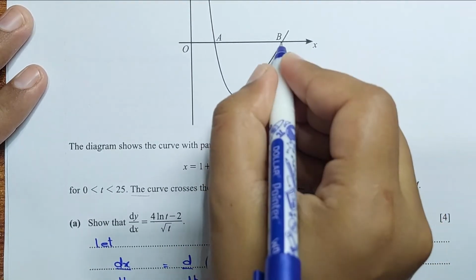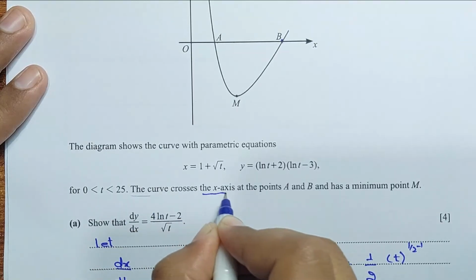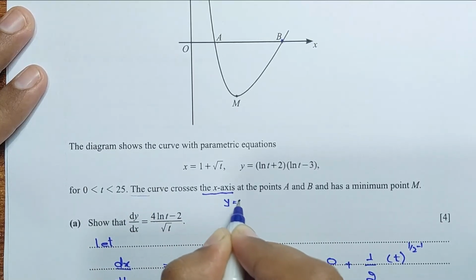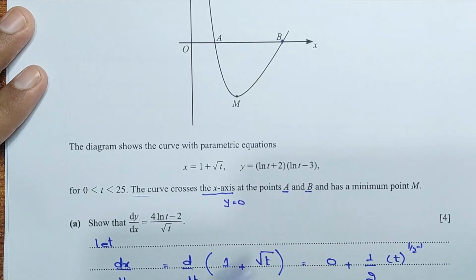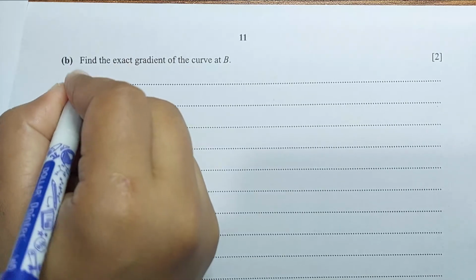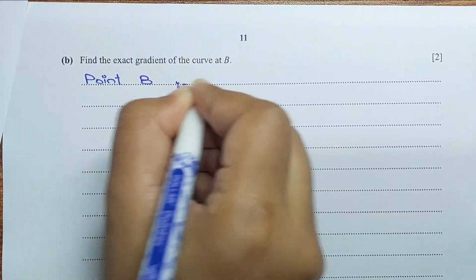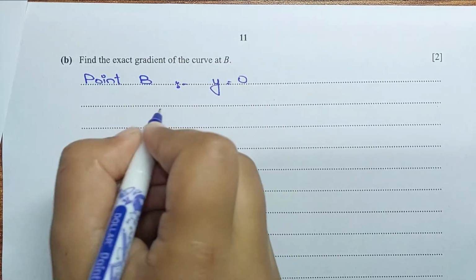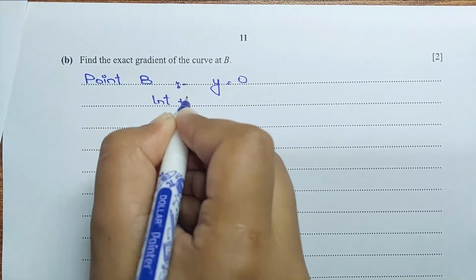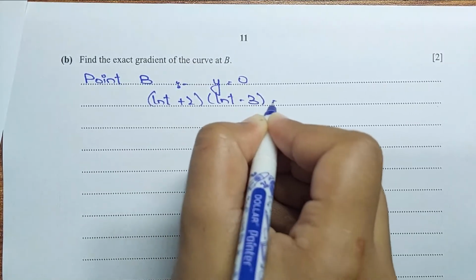As you can see at point B, the y is equal to 0. The curve crosses the x-axis. It means y should be equal to 0 at point A and at point B. Let me put y equals to 0 and solve for point B. So it means ln of t plus 2 and ln of t minus 3 should be equal to 0.